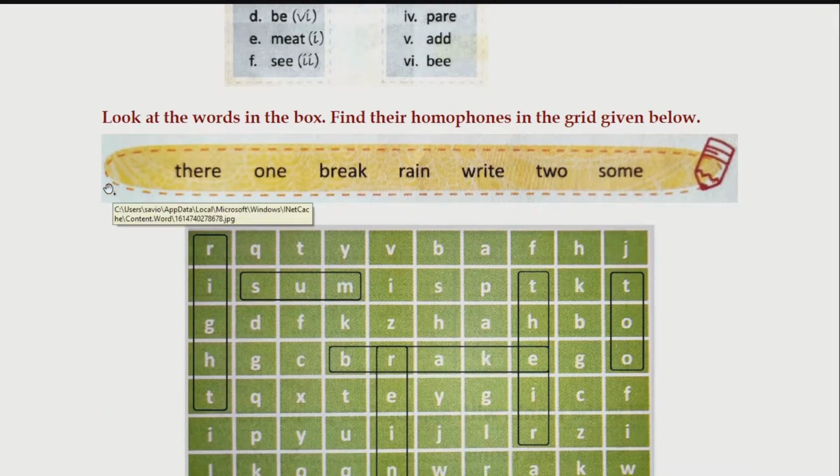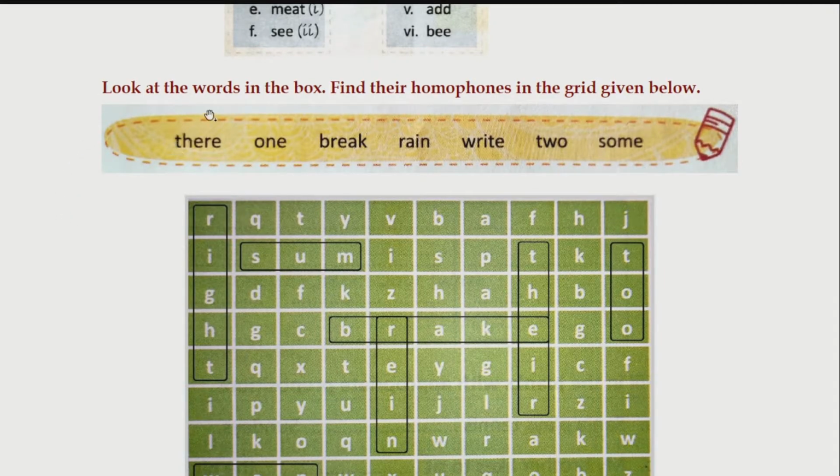Moving on to the next one. Look at the words in the box. Find their homophones in the grid given below. The meaning of grid is whenever we have these kinds of boxes. You can see we have columns and we have rows. This is known as a grid. And grid is specially in the form of small squares.